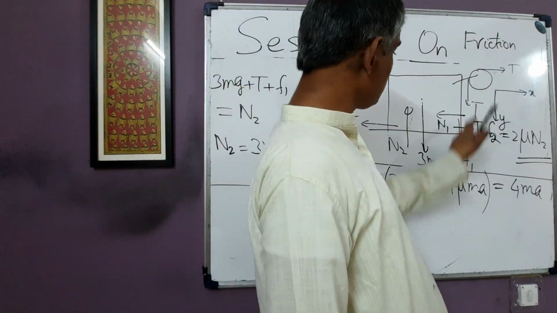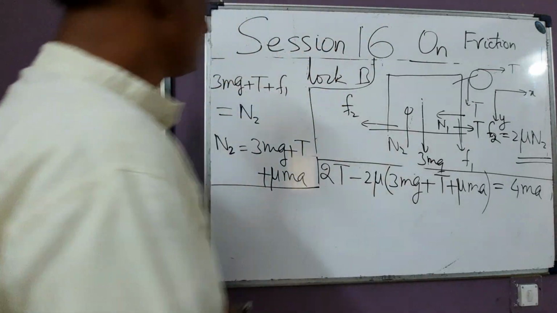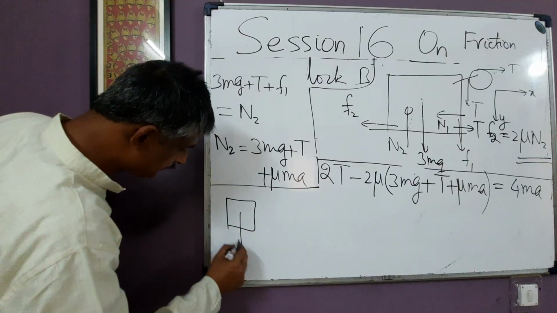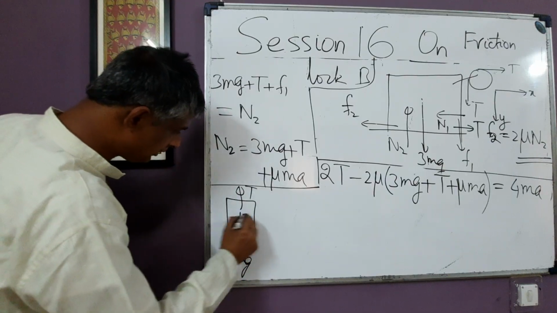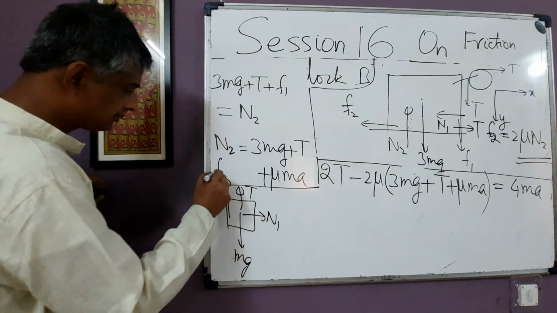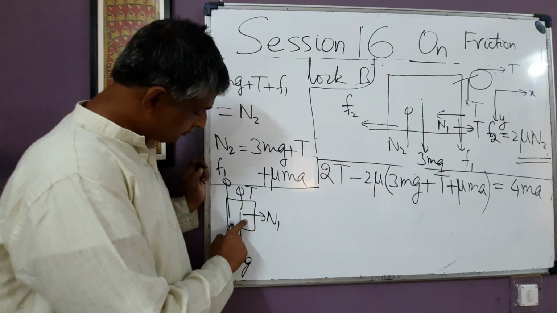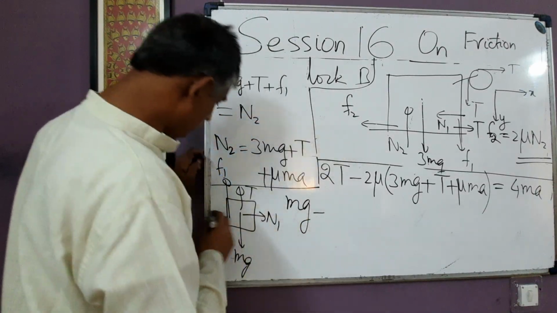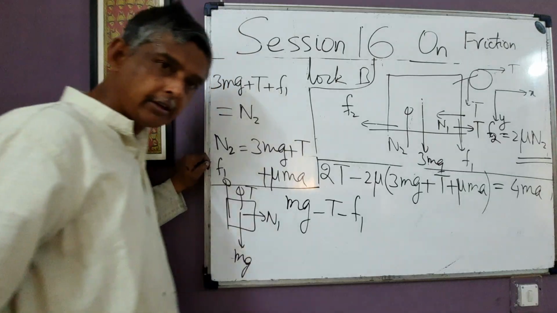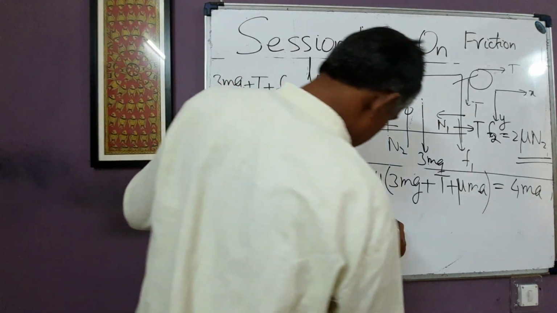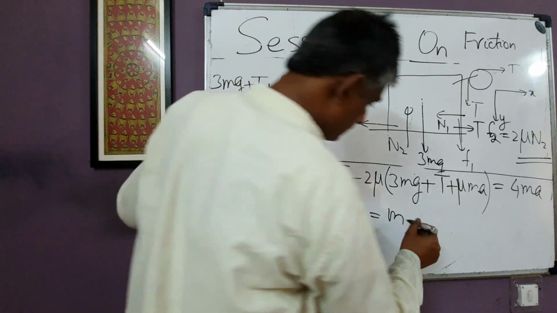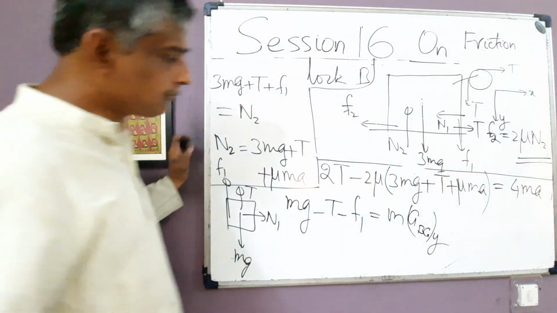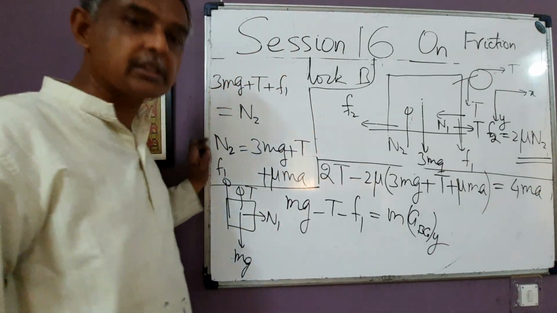Apply Newton's second law to this block with respect to ground in the downward direction. The free body of this block of mass m has already been drawn; I'll redraw it for convenience: mg, T, N1 and F1. What do I write here? mg minus T minus F1 is equal to m times ABGY, meaning the Y component of acceleration of block B with respect to ground.